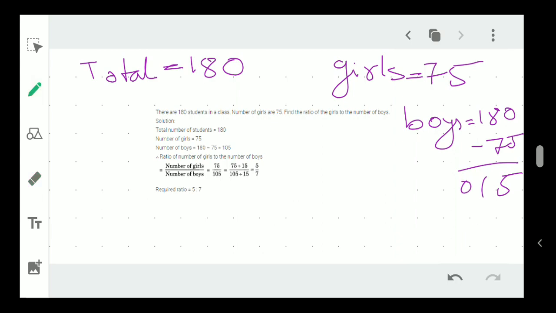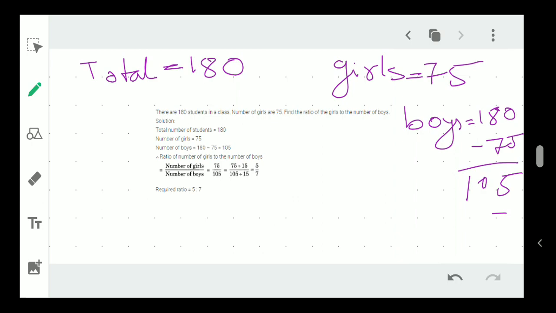So 105 boys are there and 75 girls are there. Now, what will be the ratio of girls to the number of boys? Girls is first, so 75 is to 105 is the ratio. Now we have to simplify it. So how to simplify it?